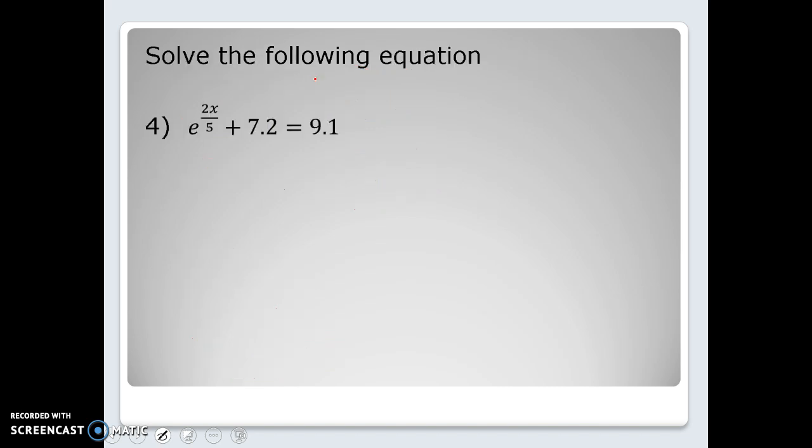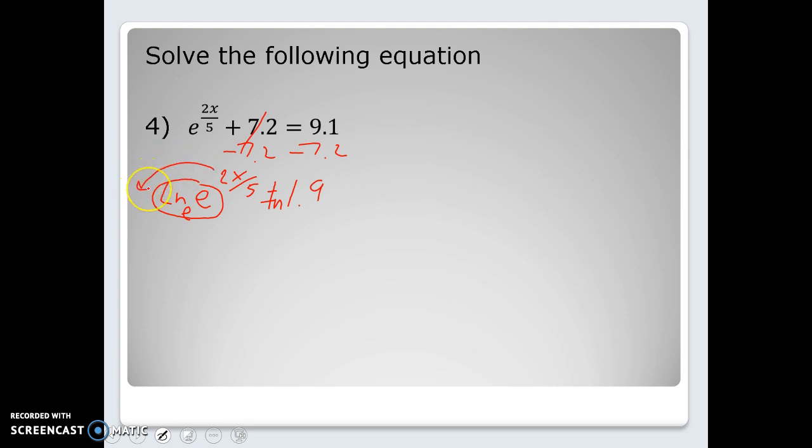So how do we solve an exponential function that has an e as the base? I'm going to start by subtracting 7.2 from both sides. So we will have e to the 2x over 5 power equals 9.1 minus the 7.2, which is 1.9. And then I want to take the natural log of both sides. The base here is e, so I'm going to take the natural log of this side and the natural log of this side. Well, the natural log of e to the e power, because the base is e, is just 1.